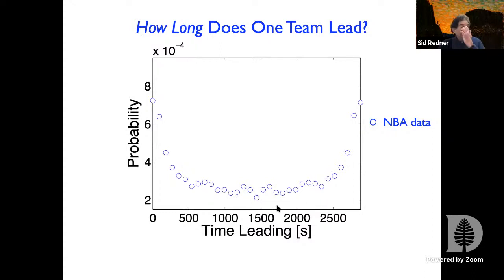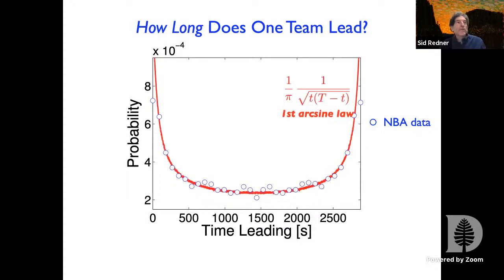One nice thing about this particular data is that we can fit it to a very simple analytical form with zero fittable parameters. There's something called the first Arcsine Law. The probability of one team being in the lead fits this Arcsine Law function, 1 over pi times the square root of t times (T minus t), where capital T is the length of the game and t is the absolute time in the game. Even the amplitude fits more or less perfectly.